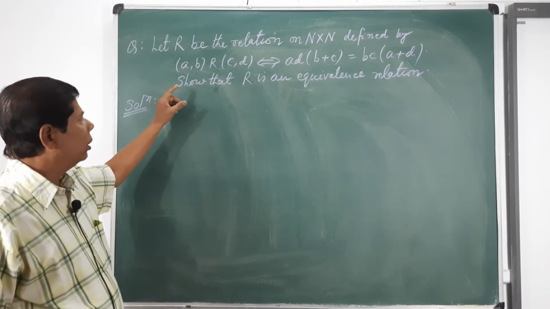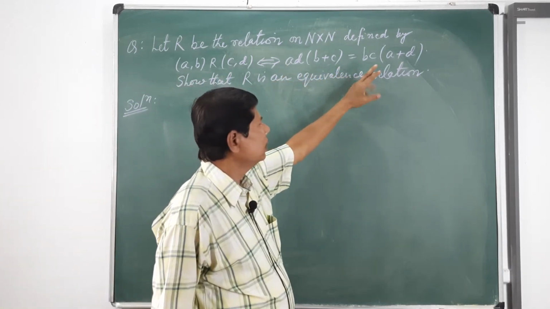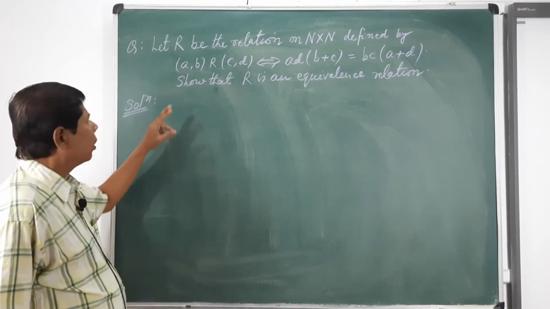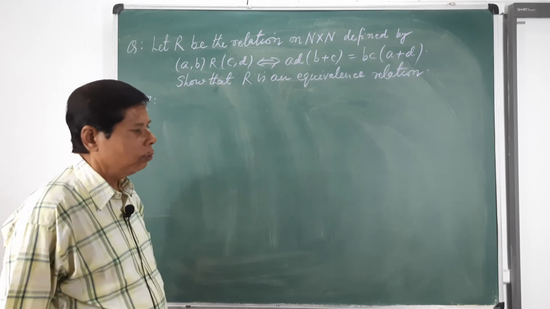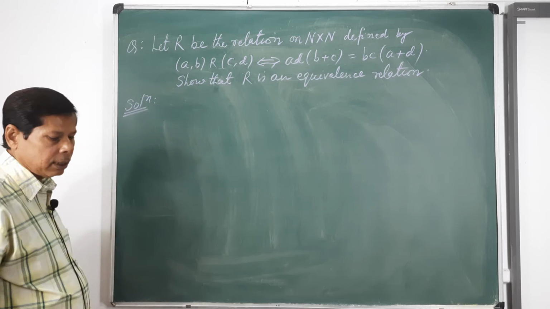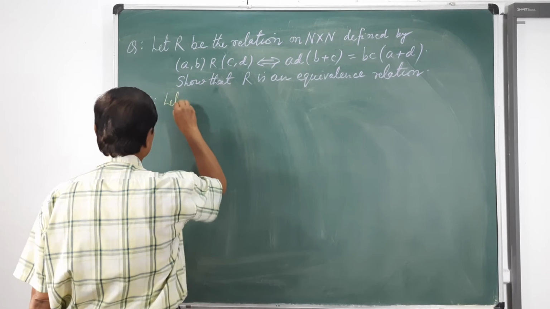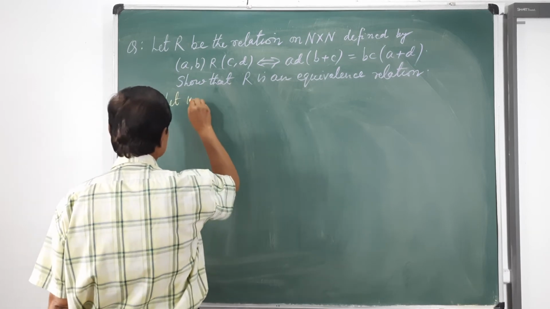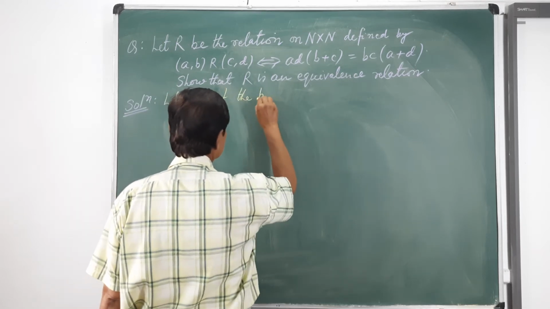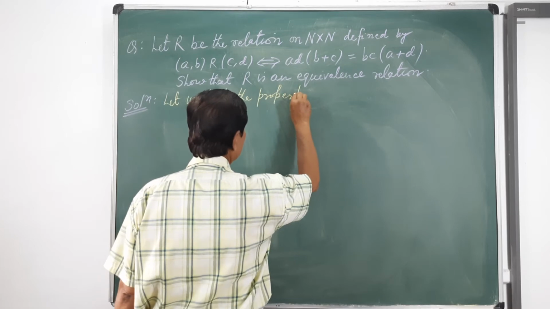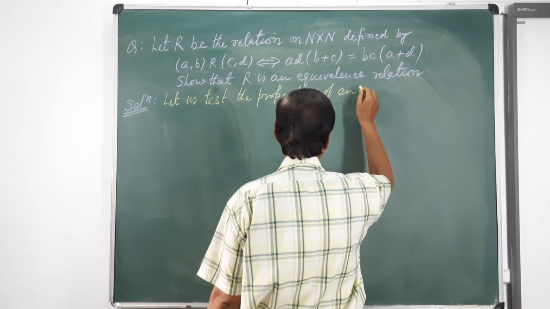Now, this relation is defined in this way: AD times (B plus C) equals BC times (A plus D). For these two pairs, we have to show that this relation is an equivalence relation. Now, again we shall use the same line and write the same line. Let us test all the properties of an equivalence relation.